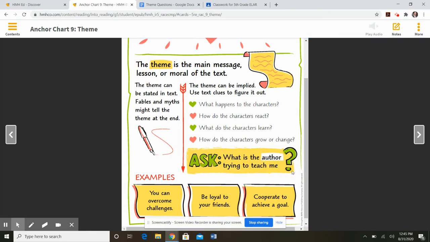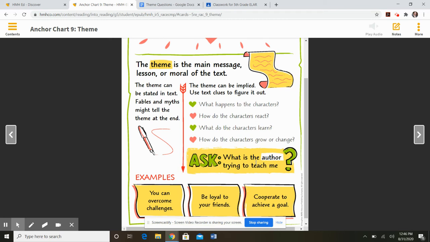Now you're going to identify the theme in the story, The Inventor's Secret. Think about what the author's trying to teach you through the characters, through how they learn, through what they do and how they react, through how they grow or change. Now you're talking about Thomas Edison and Henry Ford. Think about what the author's trying to teach you. What is the main message?